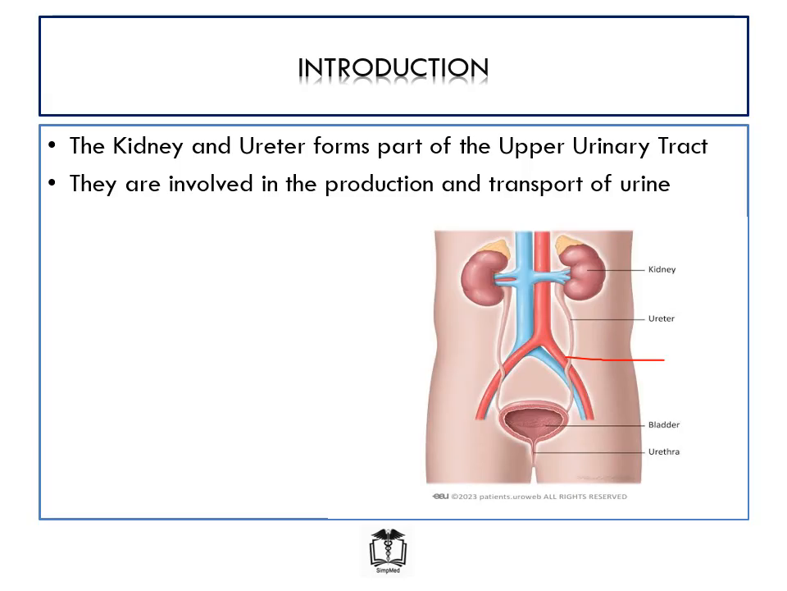The kidneys and the ureter, just like the rest of the urinary tract, are involved in the production and transport of urine. So urine is produced in the kidney and is transported through the ureter from the kidneys to the bladder for storage.